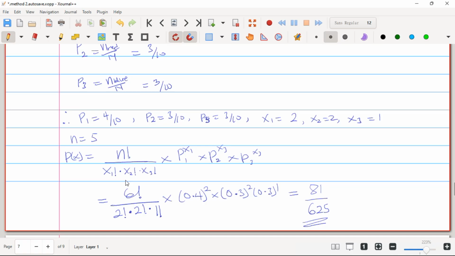So the only part that will change here is the 5, and here it will be 5 factorial. I think when I was writing, I made a small mistake, but that will not affect the answer. So this will be our PMF. Wherever you see the P, the X, and the N, you just substitute, as you can see here, and our final answer will be 81 divided by 625. That's our final answer.